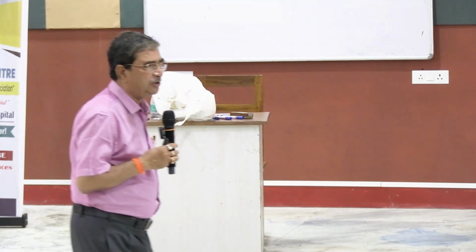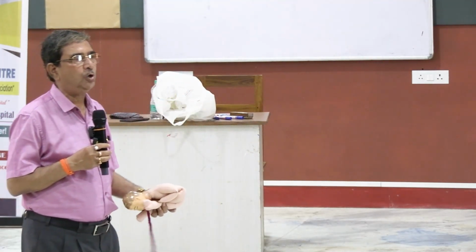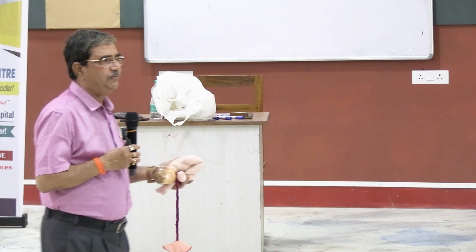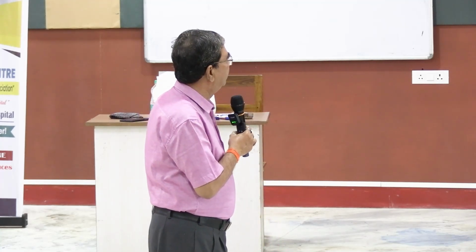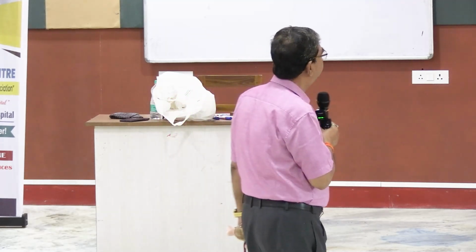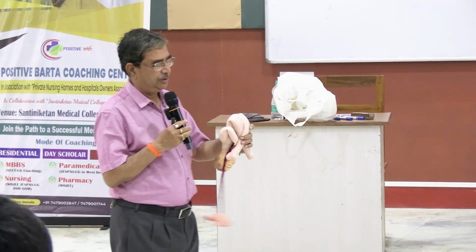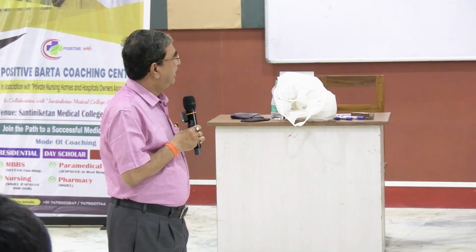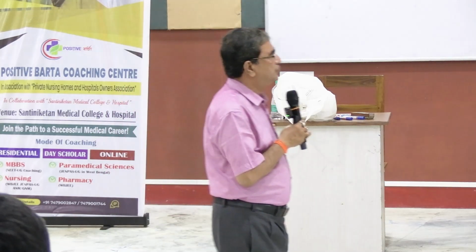What positions can occur? Denominator is sacrum, so LSA, left sacroanterior, right sacroanterior, left sacroposterior, right sacroposterior. All these positions can occur. Now come to the delivery of the breech. The cardinal movements are as follows.